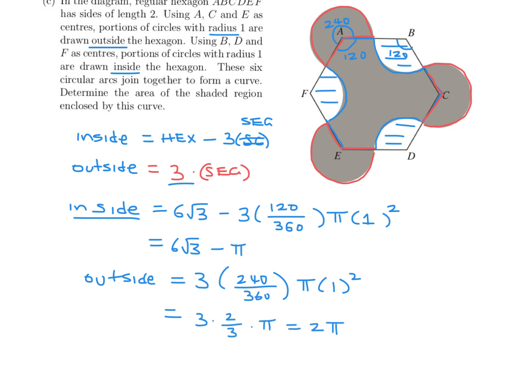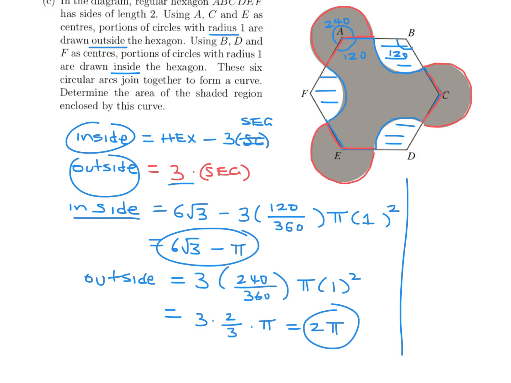And therefore this looks like, I believe, 3 times 2 over 3 times pi, which is just 2 pi. So the total inside and outside is this guy plus this guy. So that's going to be 6 root 3 minus pi plus 2 pi, and that is 6 root 3 plus pi. So that is the answer to this question with regard to the shaded region.